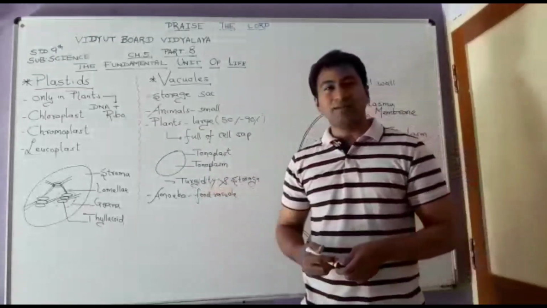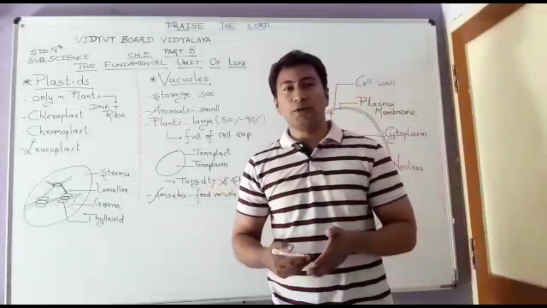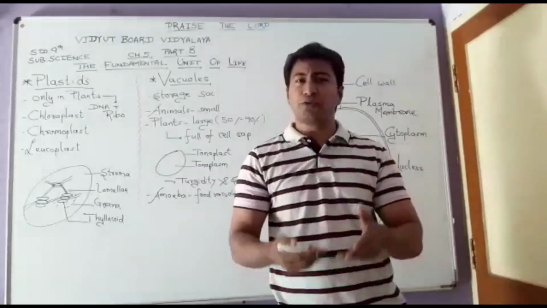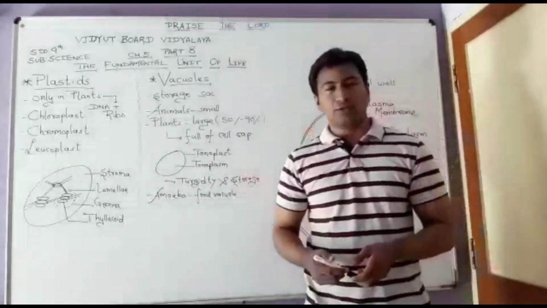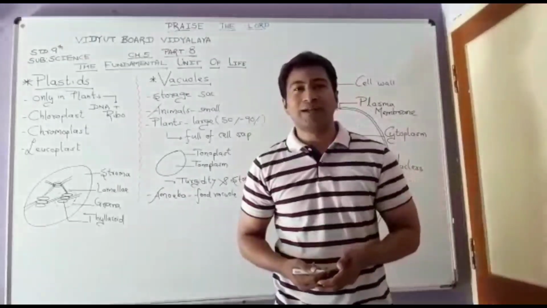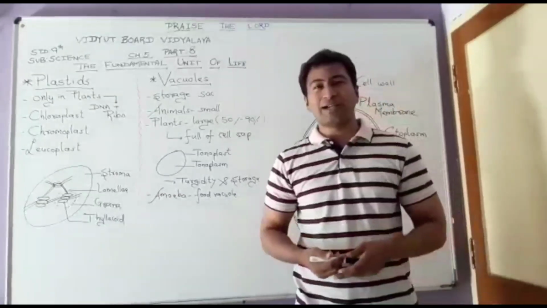But in case of the animals, that is in case of amoeba, there is a specialized vacuole for the purpose of digestion, for the purpose of storage also, and that is said to be a food vacuole. So that's all from this chapter, that is the fundamental unit of life for 9th standard science.